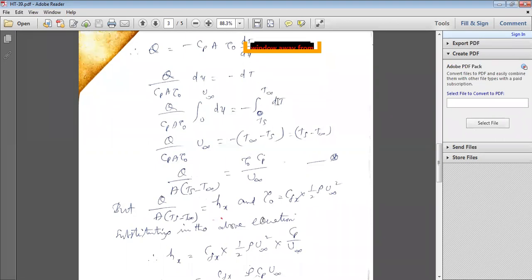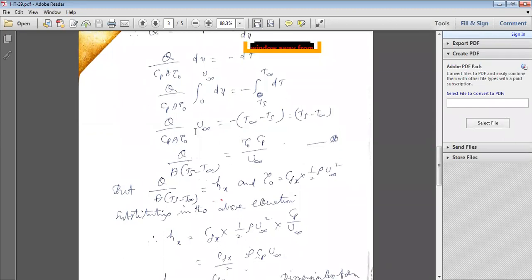After integration and substituting the limits, that is T free stream minus Ts, but the minus sign is there. That's why minus into T free stream minus Ts. If you remove this minus sign, this becomes Ts minus T free stream. Therefore, finally, Q by Cp into A into tau naught into u free stream is equal to Ts minus T free stream.